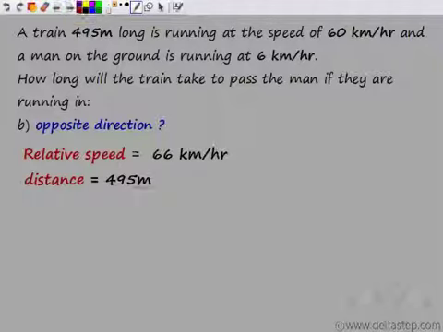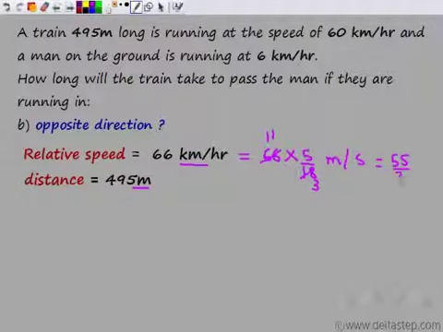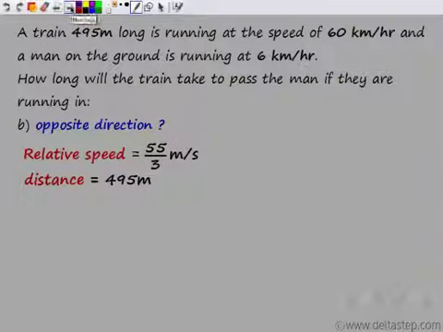But before that, same units is important. So this is 66 kilometers per hour. I convert it into meters per second, which would be 66 into 5 by 18 meters per second. Now 6 11s are 66 and 6 3s are 18. So this is 55 by 3 meters per second, and distance is 495 meters.